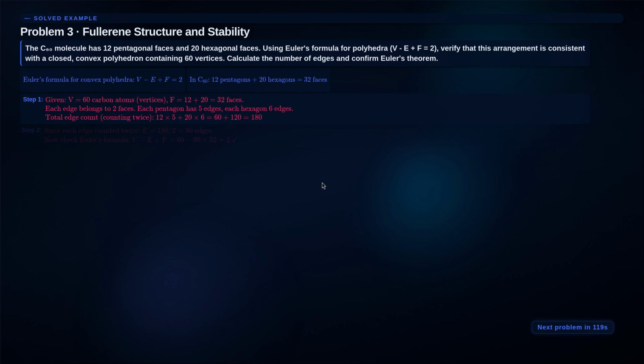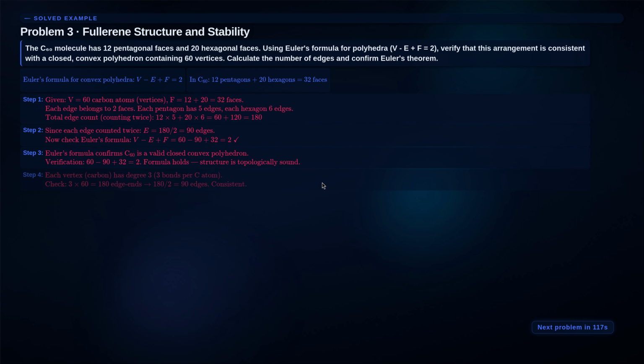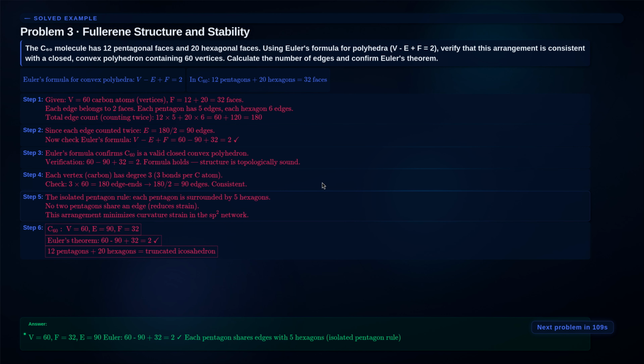Problem 3. The C60 molecule has 12 pentagonal faces and 20 hexagonal faces. Using Euler's formula for polyhedra, verify that this arrangement is consistent with a closed convex polyhedron containing 60 vertices. Calculate the number of edges and confirm Euler's theorem.